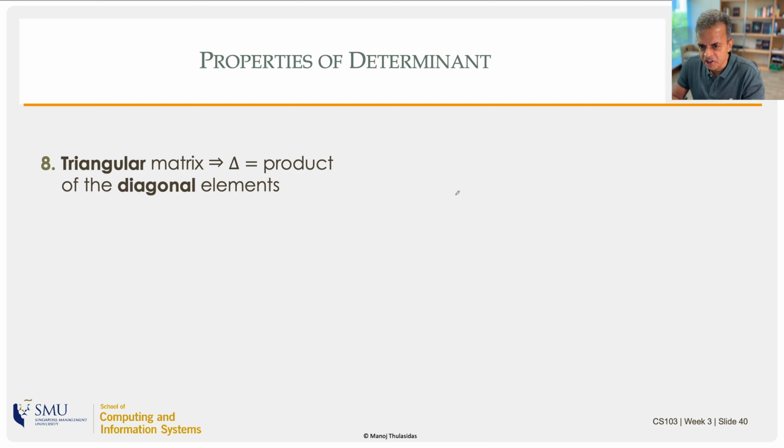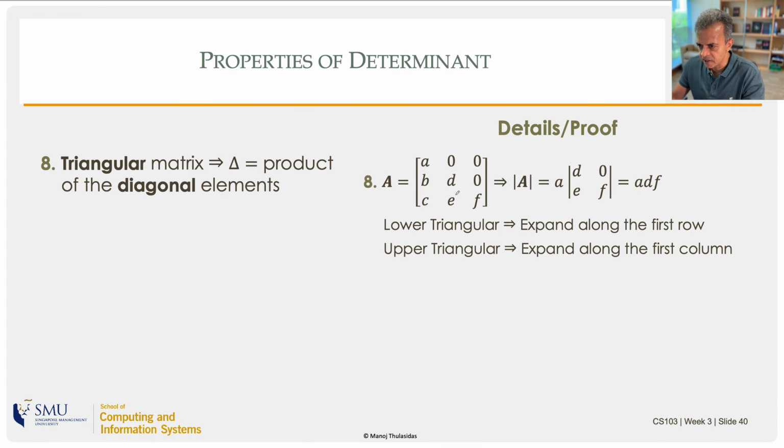More properties. A triangular matrix has the determinant as the product of the diagonal elements. So that is very easy to see. If you have this triangular matrix, you just expand it along the first row. So A times the determinant of this guy. And what's the determinant of that guy? It is just df minus 0. So A, df. That's the determinant. So the proof, if it is a lower triangular matrix, is to expand on the first row. If it is an upper triangular matrix, expand it on the first column.